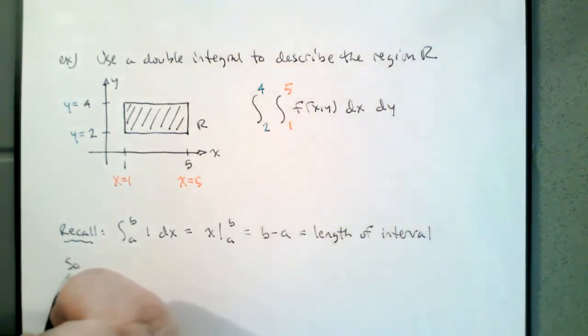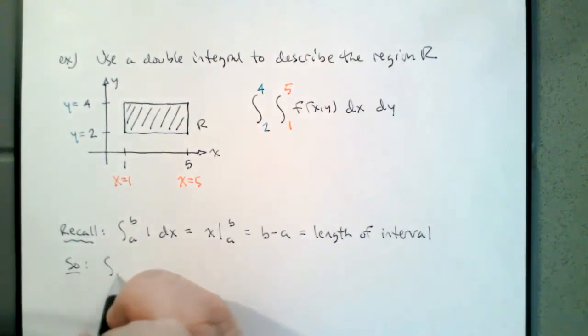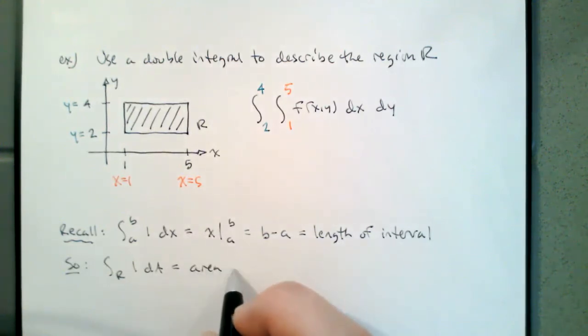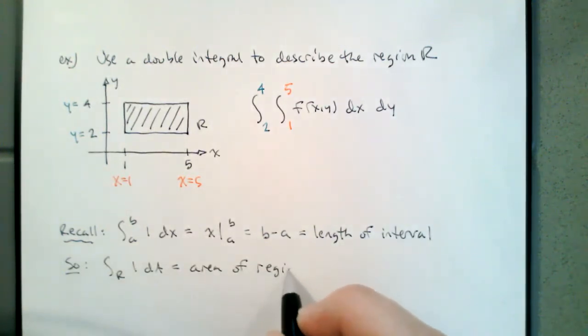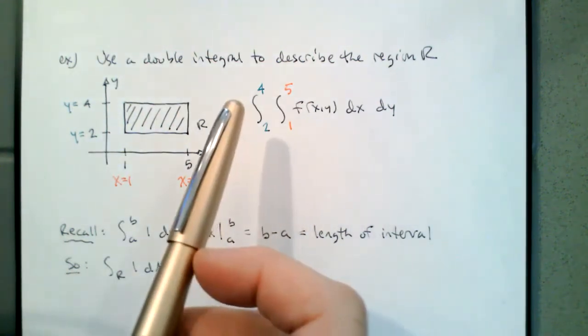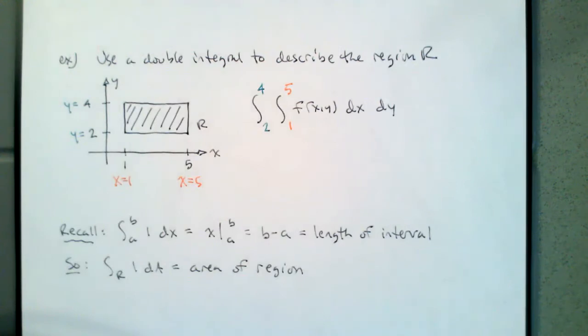So if we integrate the function 1 dA over some region, we'll get the area of the region. Because remember what this is built on: the area of the region multiplied by the height. If the height is always 1, we're just going to take the area of the region times 1, we'll get the area of the region. So if we integrate from 2 to 4 on y and 1 to 5 on x, the function 1, we should get the area of this region. Let's find out.